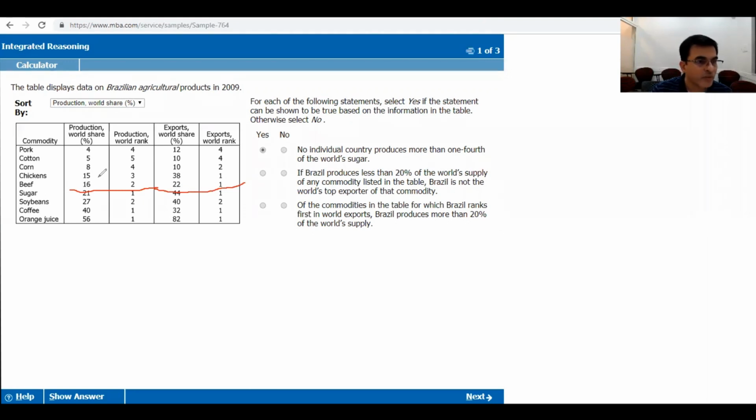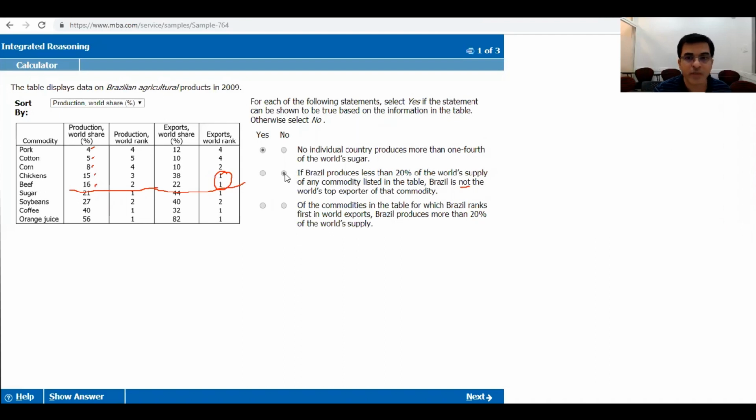All these values we are going to look at now. What we have to check is whether Brazil's share is less than 20, which it is for these 5 commodities. It is not the world's top exporter for them. But for these 2 categories, it very much is the world's top exporter. So we can now conclude that this is a false statement. We cannot infer this based on the data.